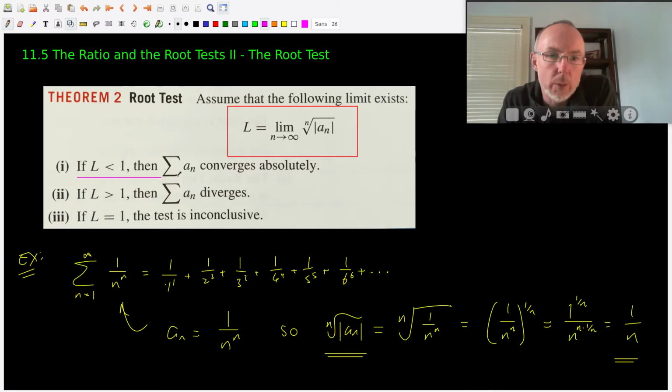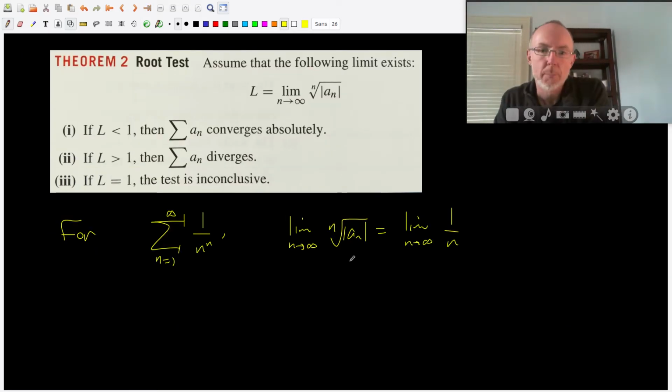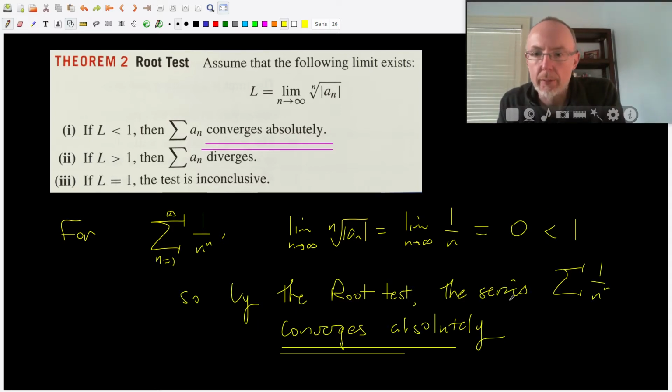Well, if the number that you get in the limit is less than 1, then the series converges absolutely. And so in this case, you can see that this term is going to go to 0. So if it goes to 0, it's definitely less than 1, and therefore this series is convergent. Let me write that out. So what we've just shown is the limit of the nth root of the nth term is just the limit as n goes to infinity of 1 over n, and that's going to be 0. And that's definitely less than 1, and so by the root test, the series converges. In fact, it converges absolutely, because that's what the root test guarantees us. Just like the ratio test, this is a test for absolute convergence.